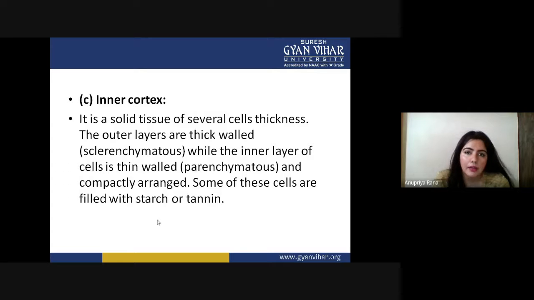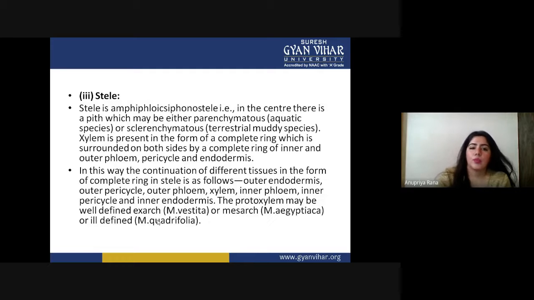They give the mechanical support. So that's why they are present here, giving mechanical support to the plant. Now the stele. The stele is amphiphloic in the mature plant. In the center, there is a pith, which may be either parenchymatous in aquatic species or sclerenchymatous in the terrestrial species. So that pith can also vary on the basis of aquatic and terrestrial species.